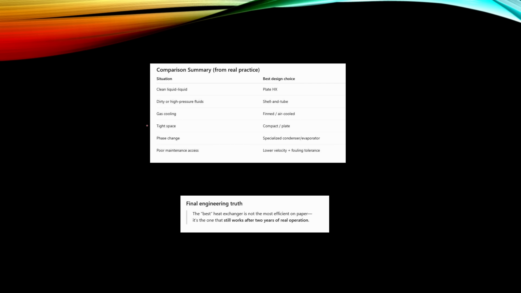Here is a summary of how we should start selecting heat exchangers. If we have clean gases or clean liquids, a plate heat exchanger is often a good solution. It's a good solution also for cases in which we have a tight space. If we have pressurized liquids, then a shell and tube heat exchanger is the first alternative.